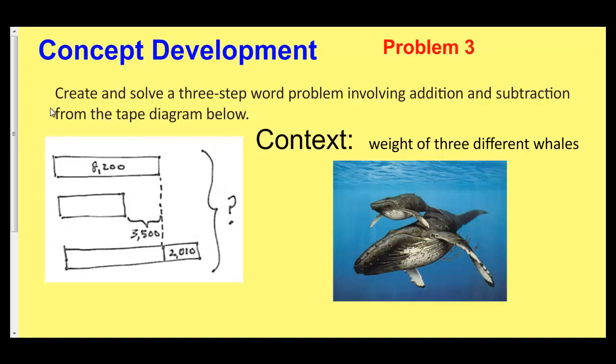Problem number 3. This time you're going to create and solve a 3-step word problem involving addition and subtraction from the tape diagram below. And this time our context is the weight of 3 different whales. And you'll notice that in your tape diagram you have 3 different diagrams. So we know that one is 8,200. We know that one is 3,500 less. And then we have one that's 2,010 more. And again, we have the question mark here. We're trying to figure out what are all of them together. So I want you to write your problem, I want you to solve it, and then I want you to check back.